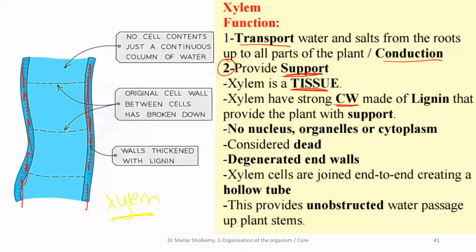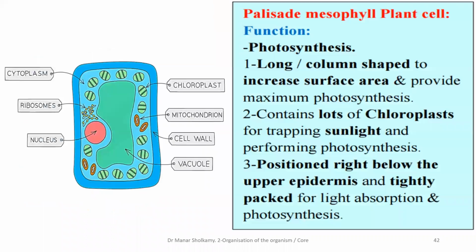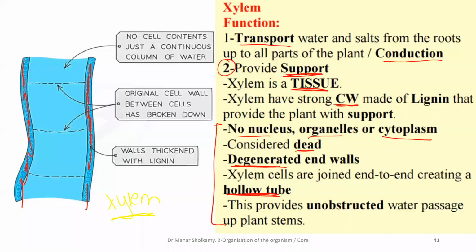We mentioned that. Now let's look here. They have no nucleus, no organelles, no cytoplasm. They are considered dead. Their end walls are broken down or degenerated. This creates a hollow tube. If the word is in bold, this means it's a keyword, okay? So this will create an unobstructed water passage so that the water can move up the plant stem with no problems.